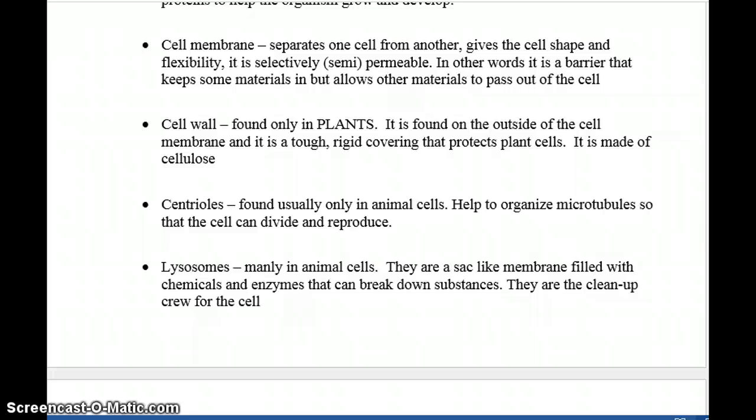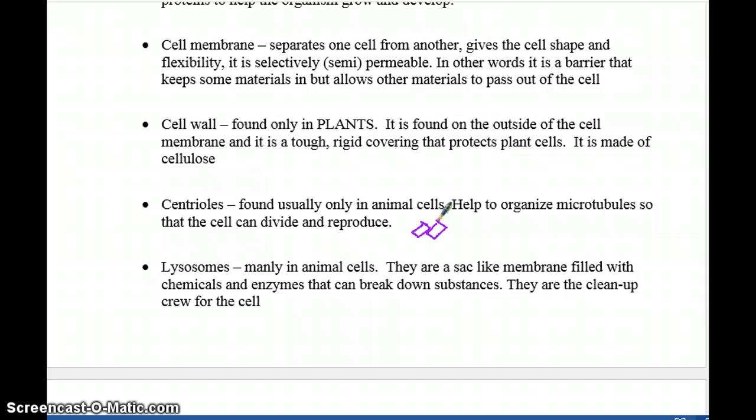Then we have centrioles. They are usually only found in animal cells. They are going to work with another organelle known as a microtubule to help the cell divide and reproduce. So since they are helping with cell division, you're going to find them near the nucleus because the chromosomes will also help out with this function. And for the centrioles, they kind of look like Tootsie Rolls. They're always in pairs, so there'll be two of them hanging out near the nucleus to help with cell division.